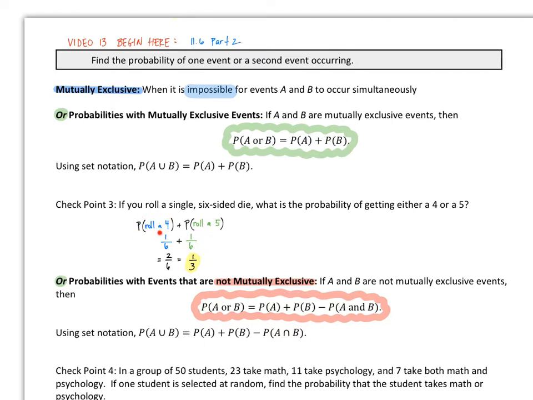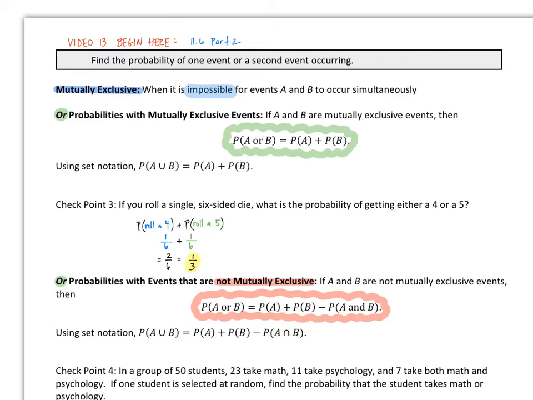So I want to know the probability of rolling a 4 plus the probability of rolling a 5. Rolling a 4 is 1 out of 6. Rolling a 5 is also 1 out of 6. When we add those together, we get 2 out of 6. But of course, we always simplify. So our final answer here is a 1 out of 3 chance, or 1 out of 3 probability.